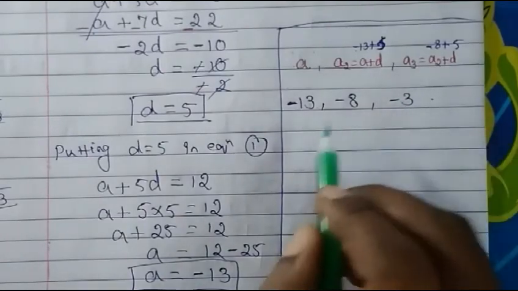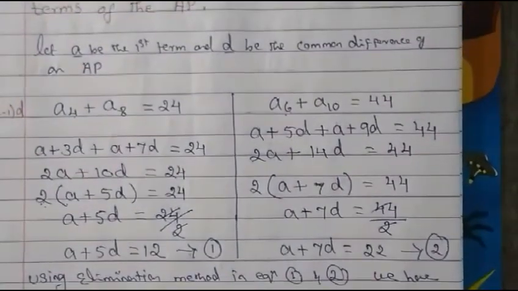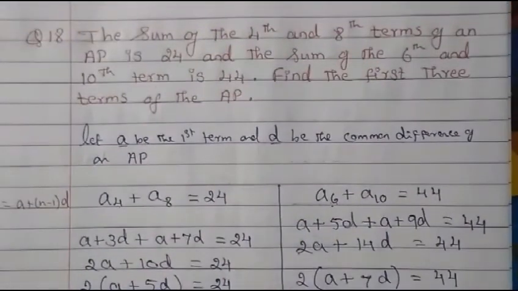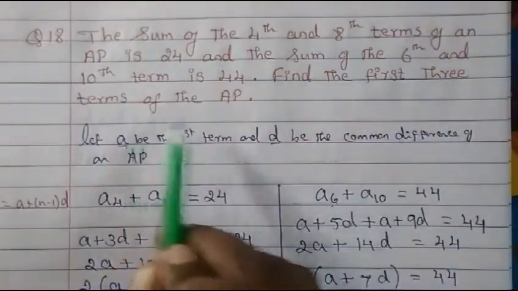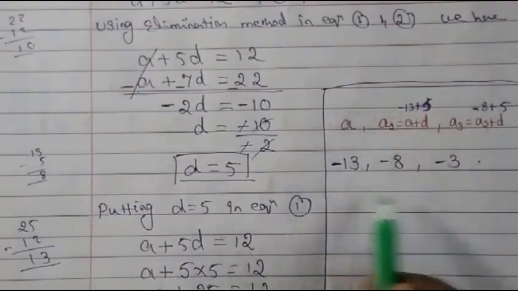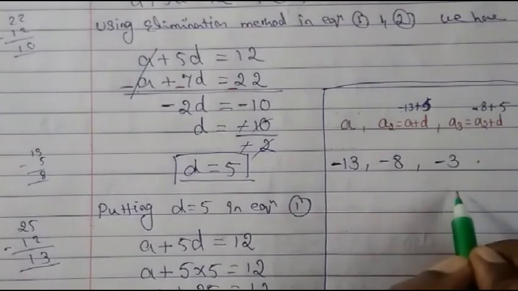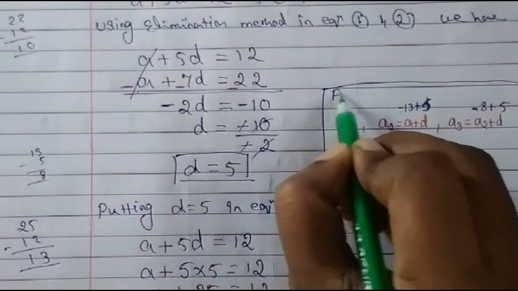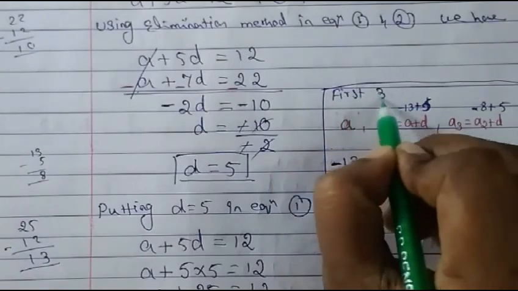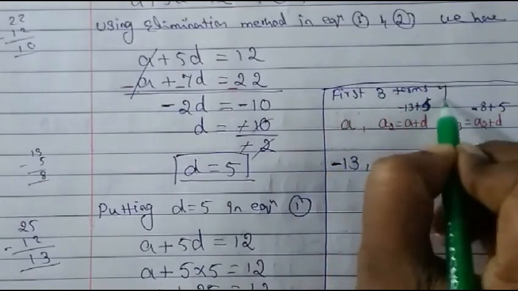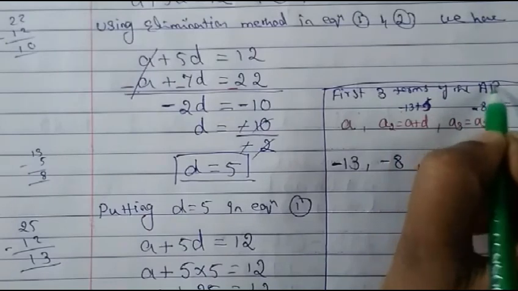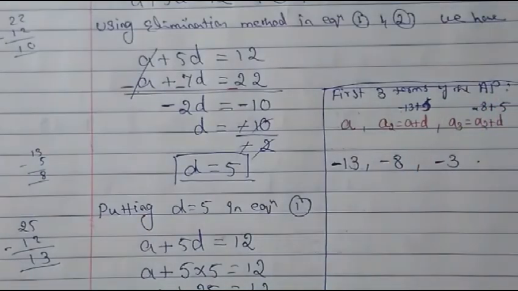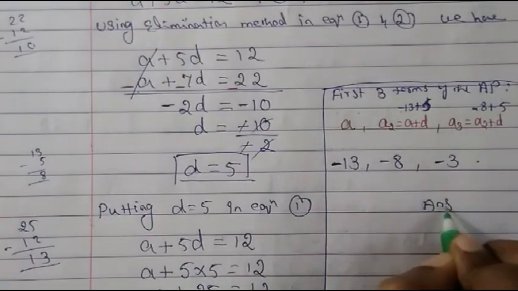So the question is the first 3 terms, right? The question is: find the first three terms of the AP. So already we found the first three terms of the AP. You can write down here the first three terms of the AP. So we got the answer. This is our answer.